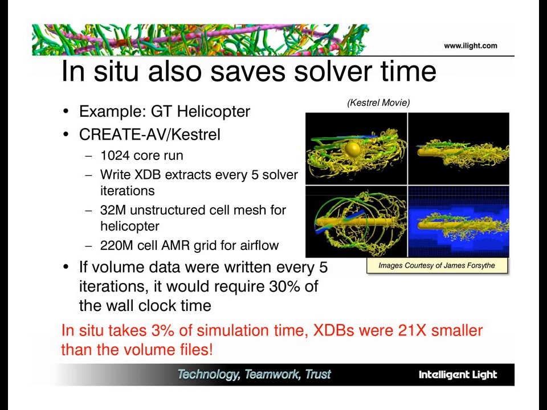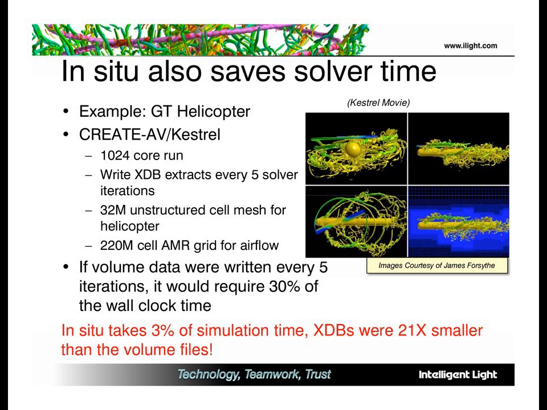Now, if the volume data were written every 5 iterations, it would take 30% of the wall clock time. You think about that. That's kind of a representative number, right? So 70% of the time you're actually doing the calculations, and 30% you're doing file I/O. It's that nasty file performance coming back to get you again.